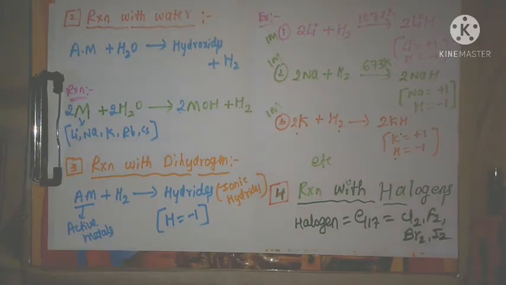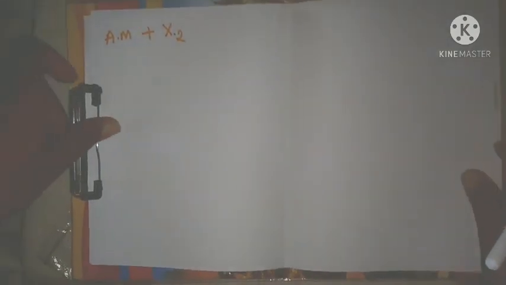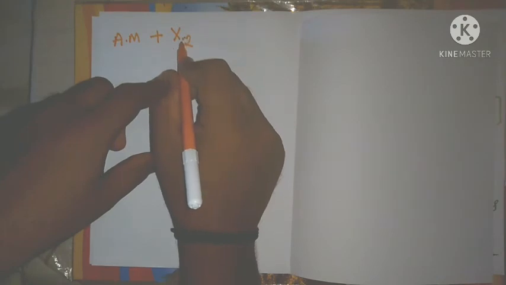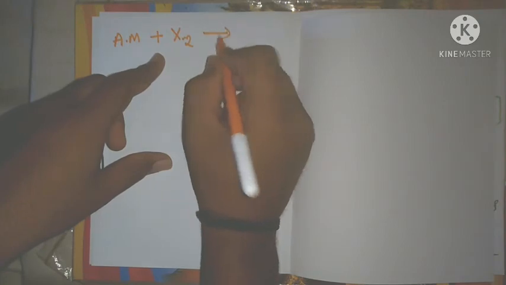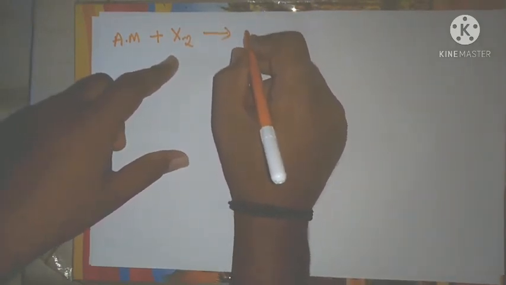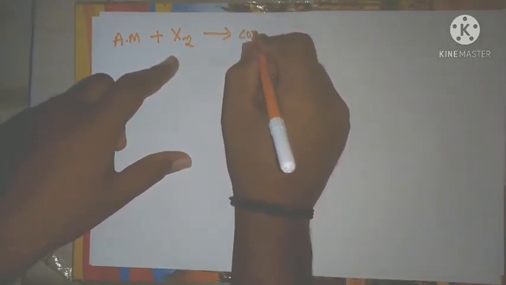Now for this one I will take another paper here. Now, halogens, 17th group. What is the oxidation number? -1. Don't forget, -1 is the oxidation number for the halogens. Now I will write the reactions here. When alkali metals, AM, react with halogens, halogens always exist as diatomic molecules, that is X2. X may be Cl, Br, that is Cl2, Br2, F2, etc. Now it will form the corresponding halide.